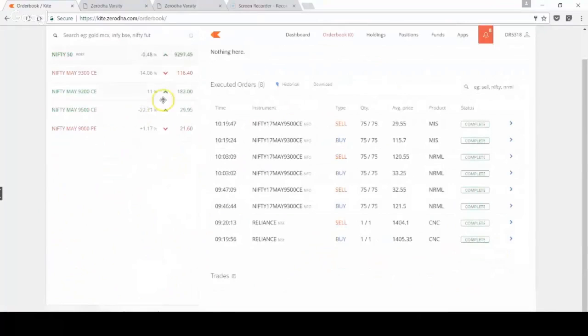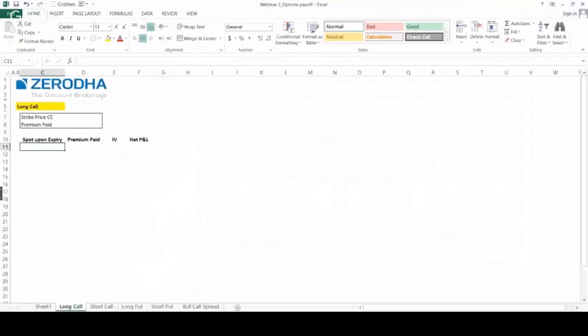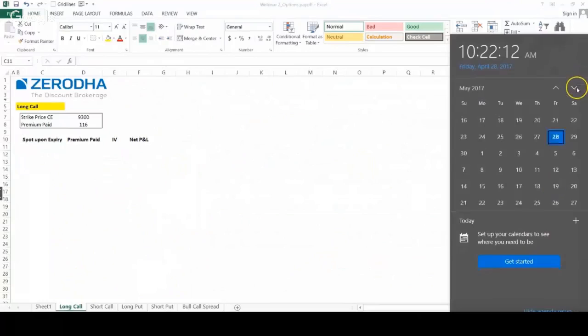Nifty right now is at 9297. Let's say I want to buy a 9,300 call option at 116. So the strike is 9,300, and the premium that I'll have to pay is 116. Now, assume the expiry for the series, we are right now in the main series, so the expiry is going to be on the last Thursday, which is 26th of May.